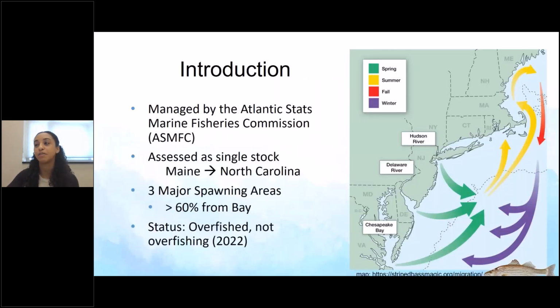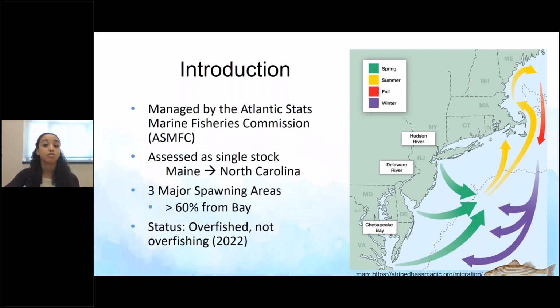Moving into some of the management for Atlantic striped bass: they are managed by the Atlantic States Marine Fisheries Commission, or ASMFC, and they're currently modeled as a homogeneous population from Maine to North Carolina, but management is implemented at the state level. Within this assessment unit, they're considered to have 3 major spawning areas, indicated on the map to the right: the Chesapeake Bay stock, the Delaware Bay stock, and the Hudson River stock. But they also have smaller spawning areas along the coast and another major spawning area that's not considered part of this assessment unit.